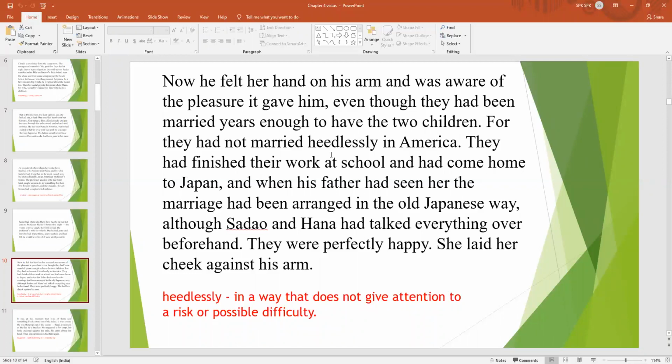Although Sudhir and Hannah had thought everything through beforehand, they were perfectly happy. She laid her cheek against his arm. They are happy with each other, and Hannah rested her cheek against Sudhir's arm with affection.